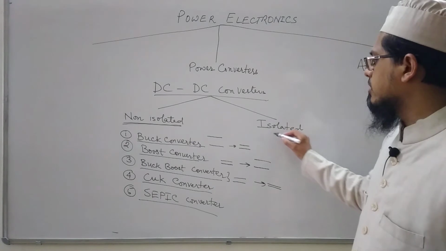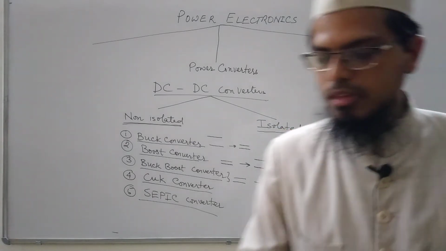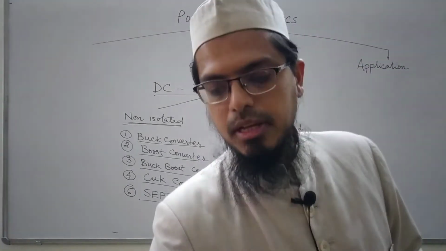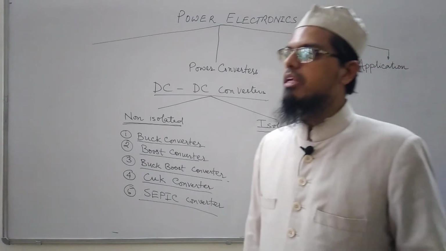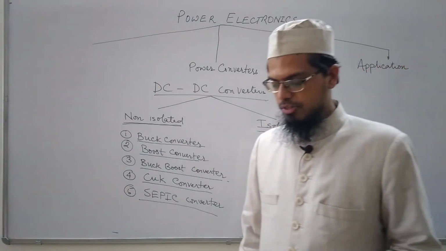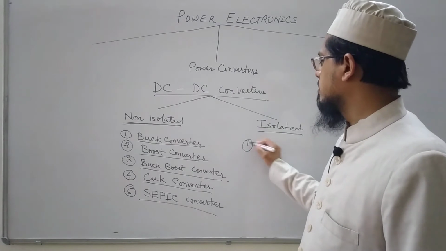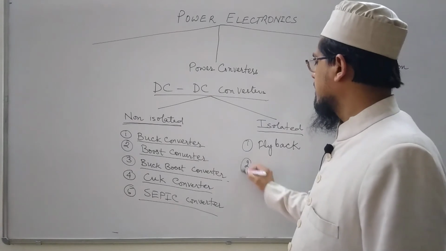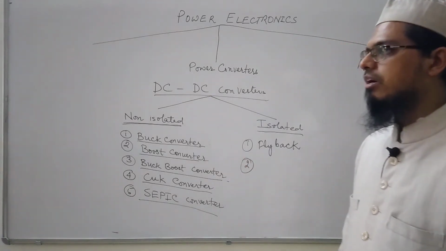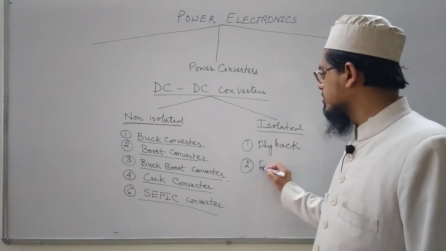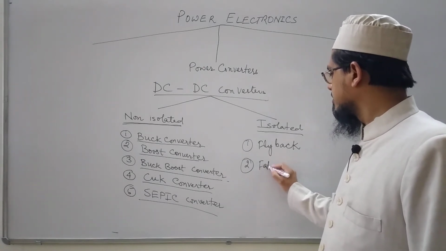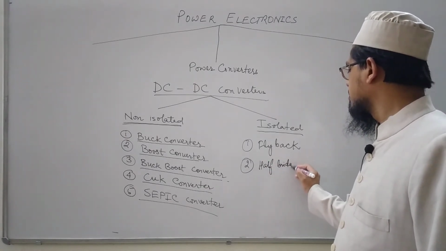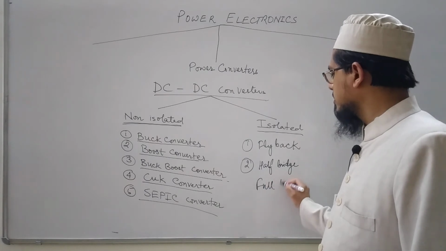Now coming to the isolated converters. Isolated converters normally employ a high frequency transformer in between the input side and the output side. These include the flyback converter, which is the most famous one, and then we have the half bridge converter, and then the full bridge converter.